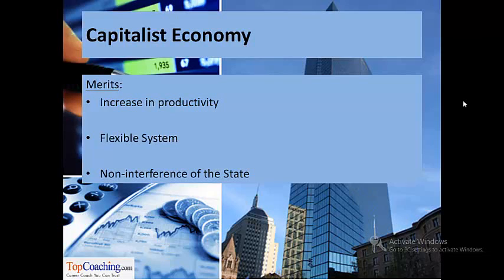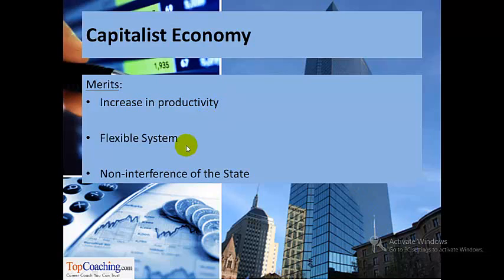The first merit of capitalist economy is the increase in productivity. In a capitalist economy, every farmer, trader, or industrialist can hold property and use it in any way he likes. He increases the productivity to meet his own self-interest. This, in turn, leads to increase in income, saving, as well as investment.